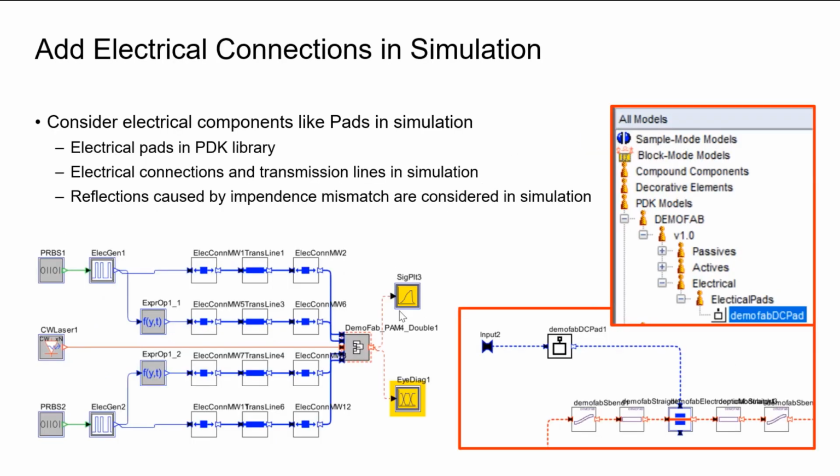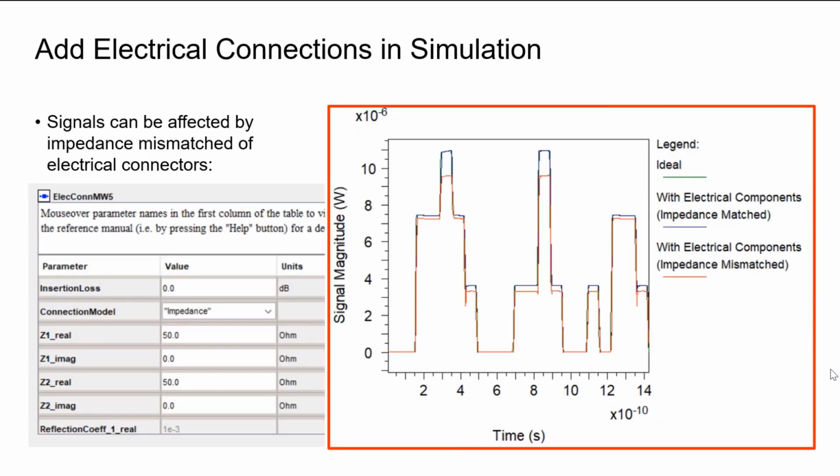For the simulation part, you can consider electrical components like pads or electrical connections, transmission lines in simulations. And these components will introduce more reflection by impedance mismatch in simulations. Also, these electrical parts are included in demo fab PDK libraries, and we can put that into simulation. So when we do the simulation, we can check the effect of these electrical components and the reflection caused by these components because of impedance match or mismatch.